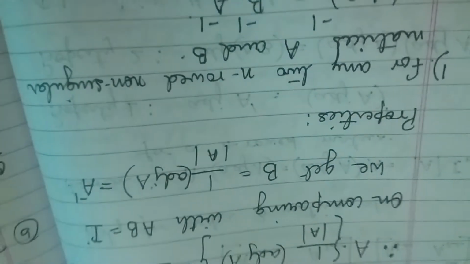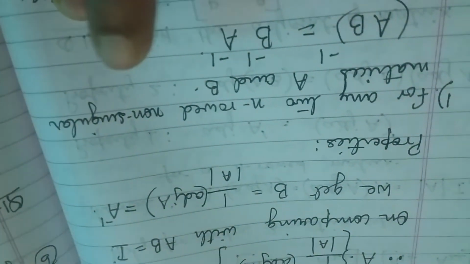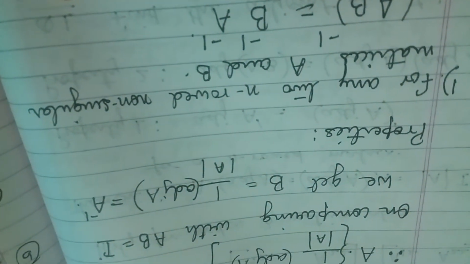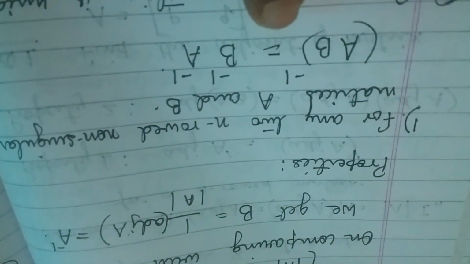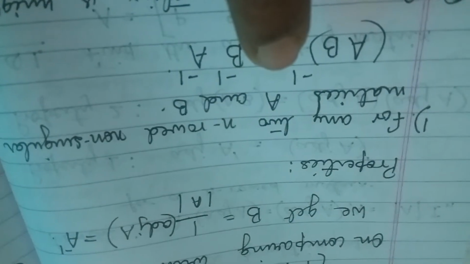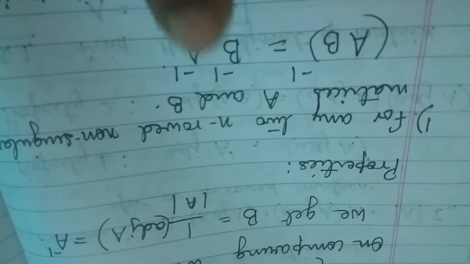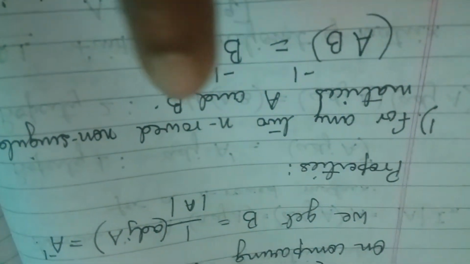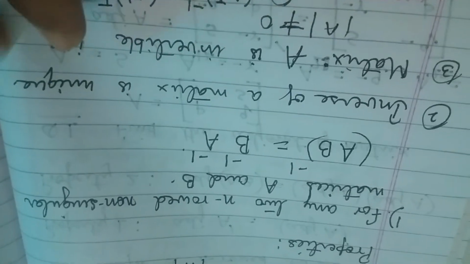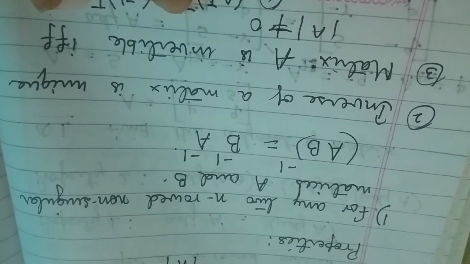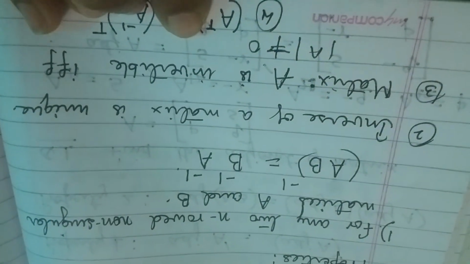Now properties. First property on inverse. For any two non-singular matrices A and B, the first rule says that AB whole inverse will be equal to B inverse into A inverse. See, again we are forming that reversal form. Then second property, the inverse of a matrix is always unique. We will have only one inverse for a matrix.